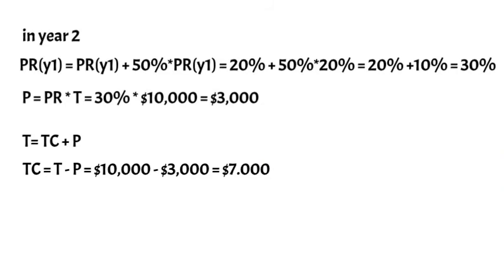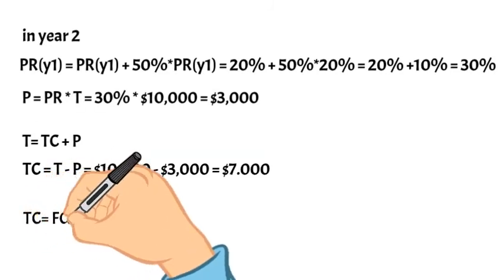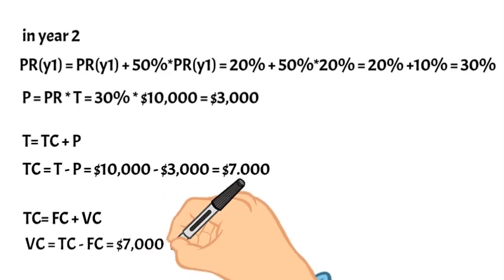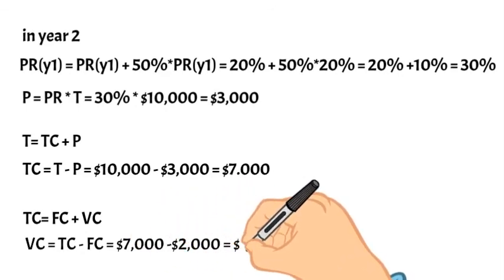Now that we know the total cost and the fixed cost in year 2, we can also calculate the variable cost. The total cost is equal to the sum of the fixed cost and the variable cost. So if we subtract the fixed cost from the total cost, $7,000 minus $2,000, we obtain a variable cost of $5,000. That's about it for today.